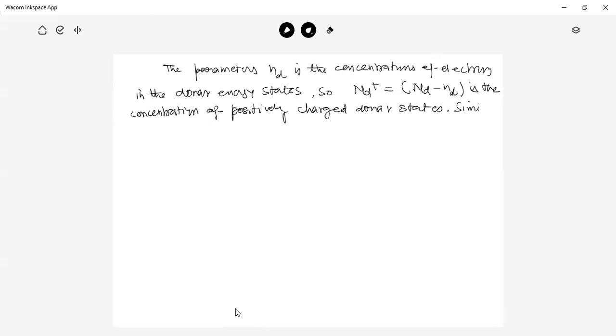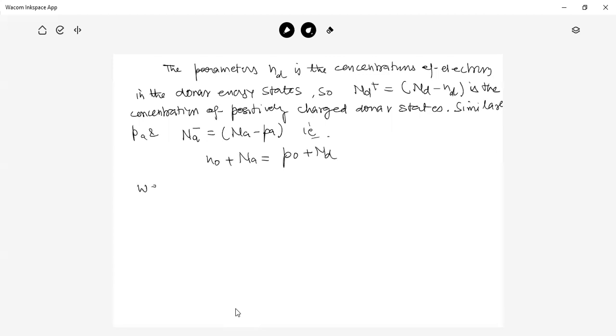Similarly, the hole concentration of acceptors is expressed as N_A minus is equal to N_A minus p_a. For the acceptor atom, it is n0 plus N_A is equal to p0 plus N_D.